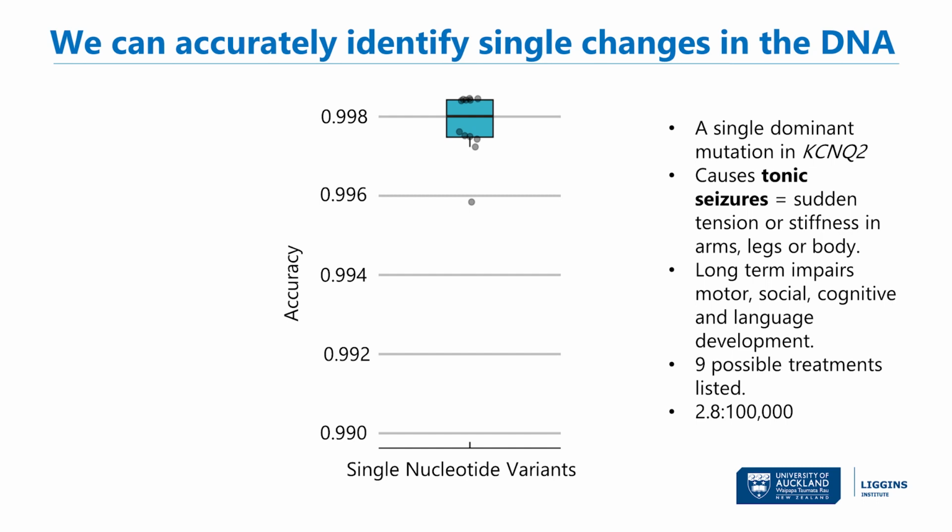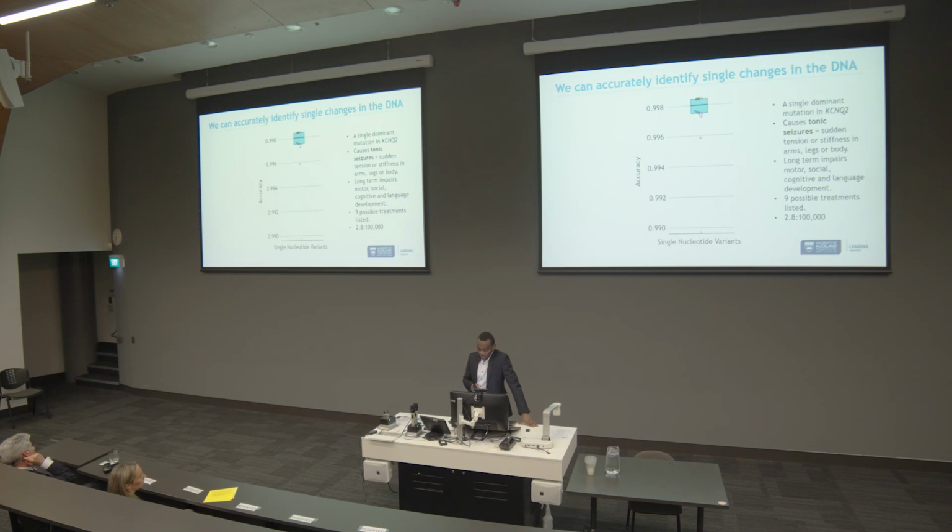So just to contextualize, we can accurately identify a single dominant mutation with an accuracy of 99.8% in a gene called KCNQ2, which is a potassium channel. And variants in this gene cause neonatal seizures. And imagine if you can identify this mutation at a very early stage, then these kids can be put under anti-epileptic medication, which can help with managing their seizures.